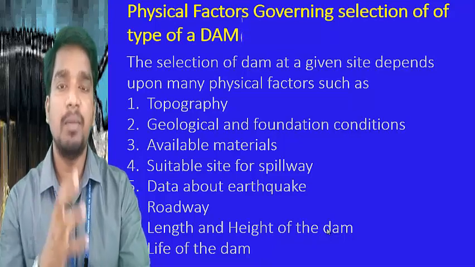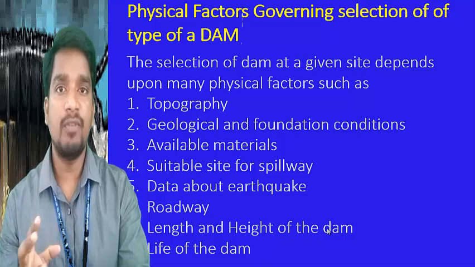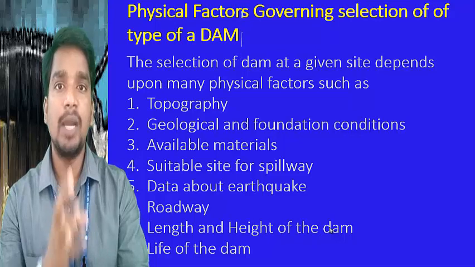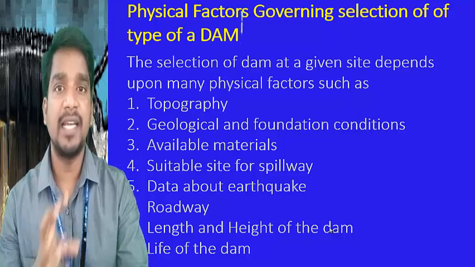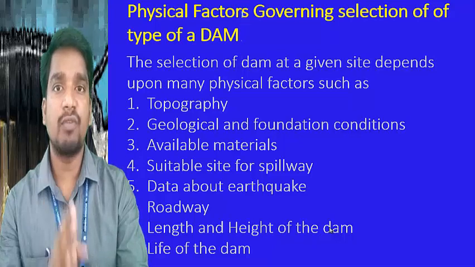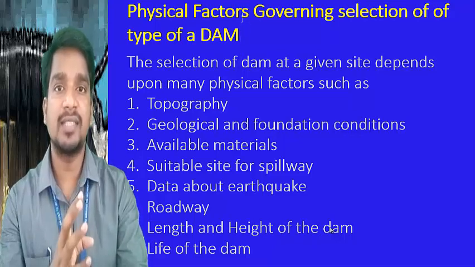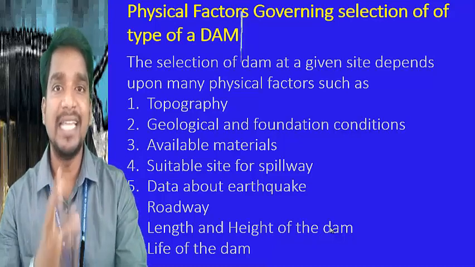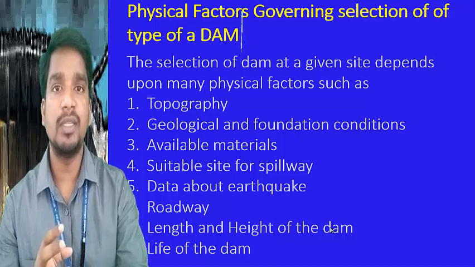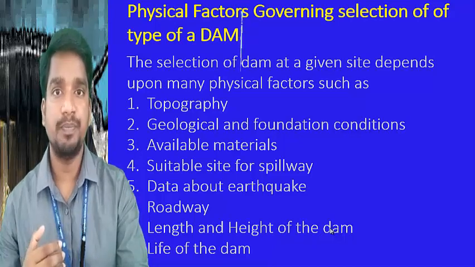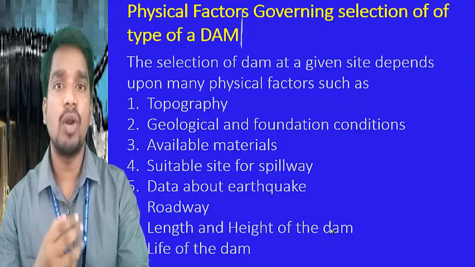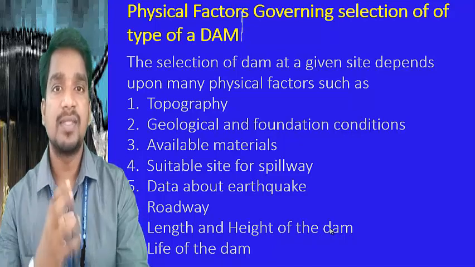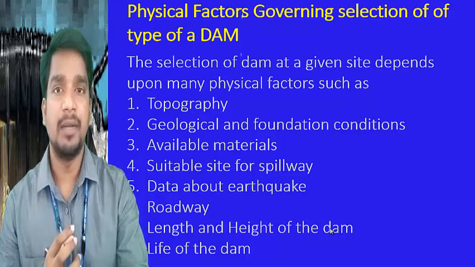The next important point is available materials. Whatever type of dam you have selected, it depends on whether local materials are available nearby the selected site or not. If such quarries or materials do not exist in the nearby area, then the cost of construction will increase, because we need to transport the material from different places, which ultimately increases the overall cost of the project. So material availability nearby the selected site is also very essential.